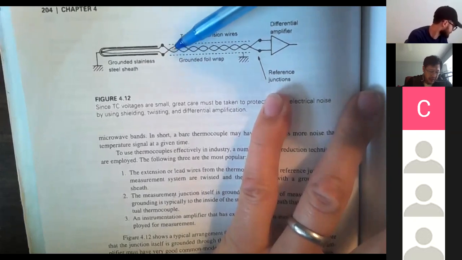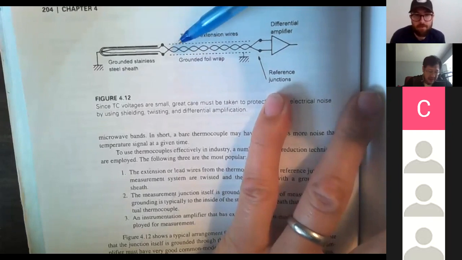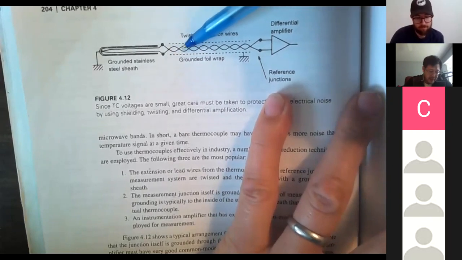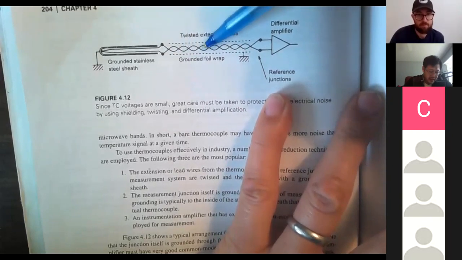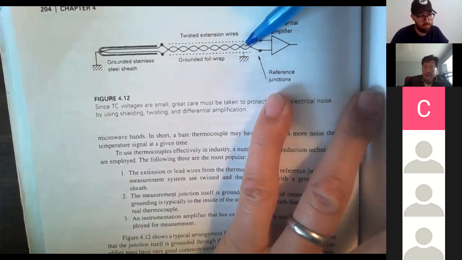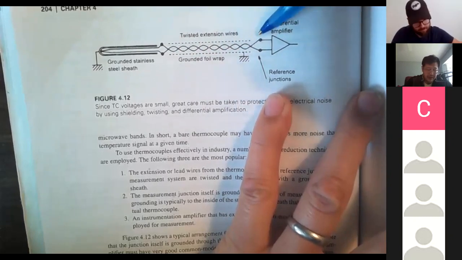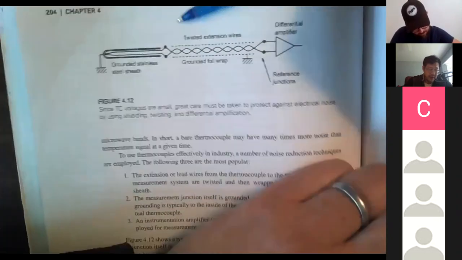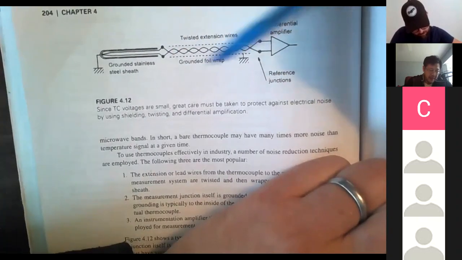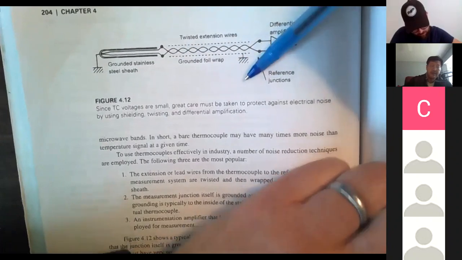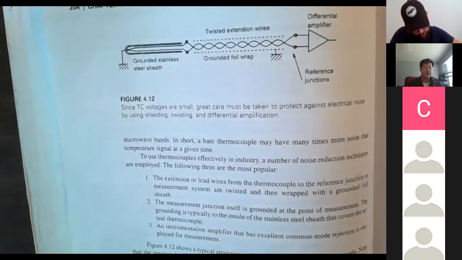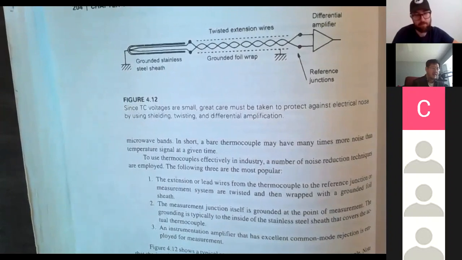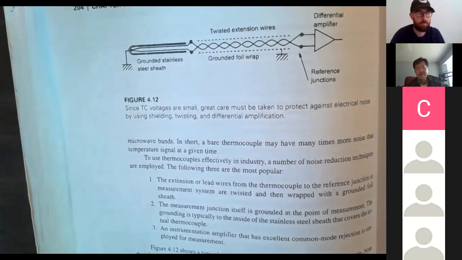So you have a little bit of noise from here to here, collect it. It will be canceled out. Collect, cancel, collect, cancel, collect, cancel. So when you reach your destination, the noise you picked up by this little antenna will self-cancel. So twisted pair is a simple way to reduce noise.